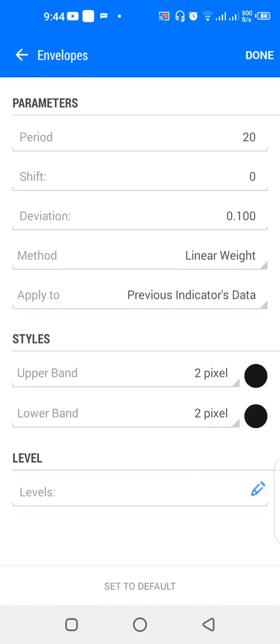Then we now have envelopes. Period is 20. Shift is 0. Deviation is 0.1. Method is linear weight. Apply to previous indicator's data and the color of the style for the upper band and the lower band is black.